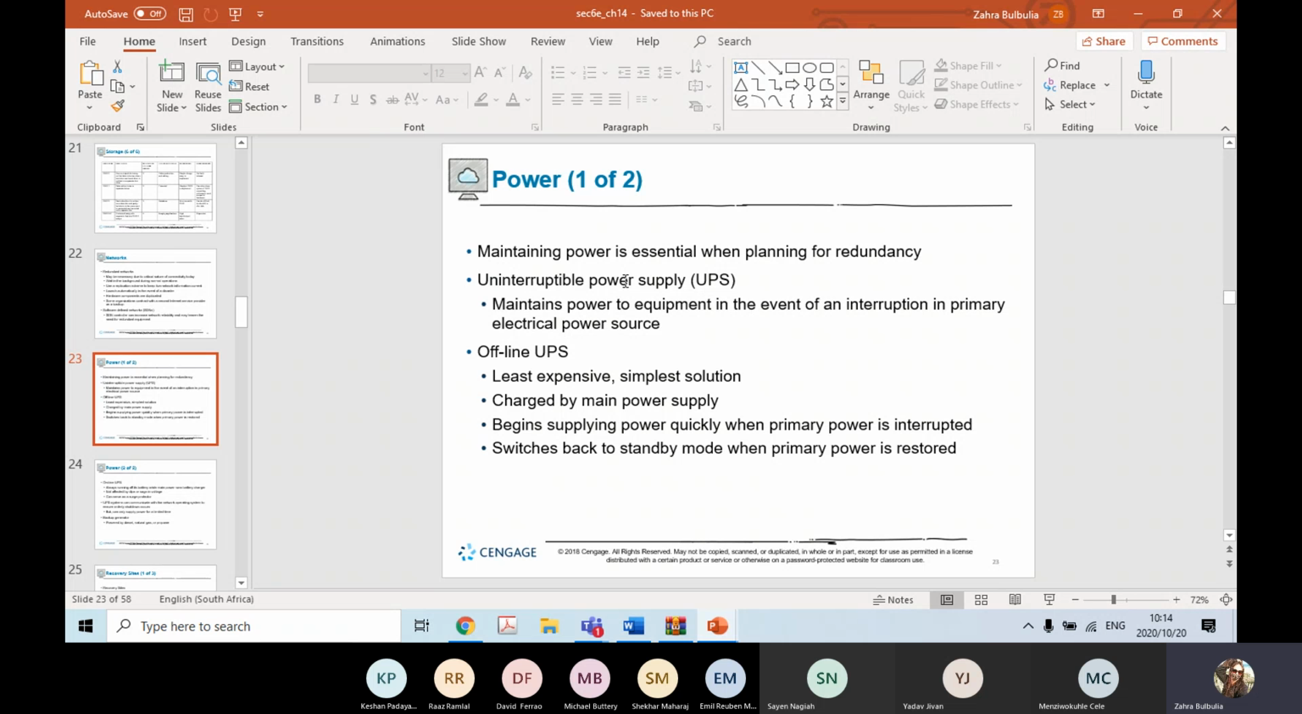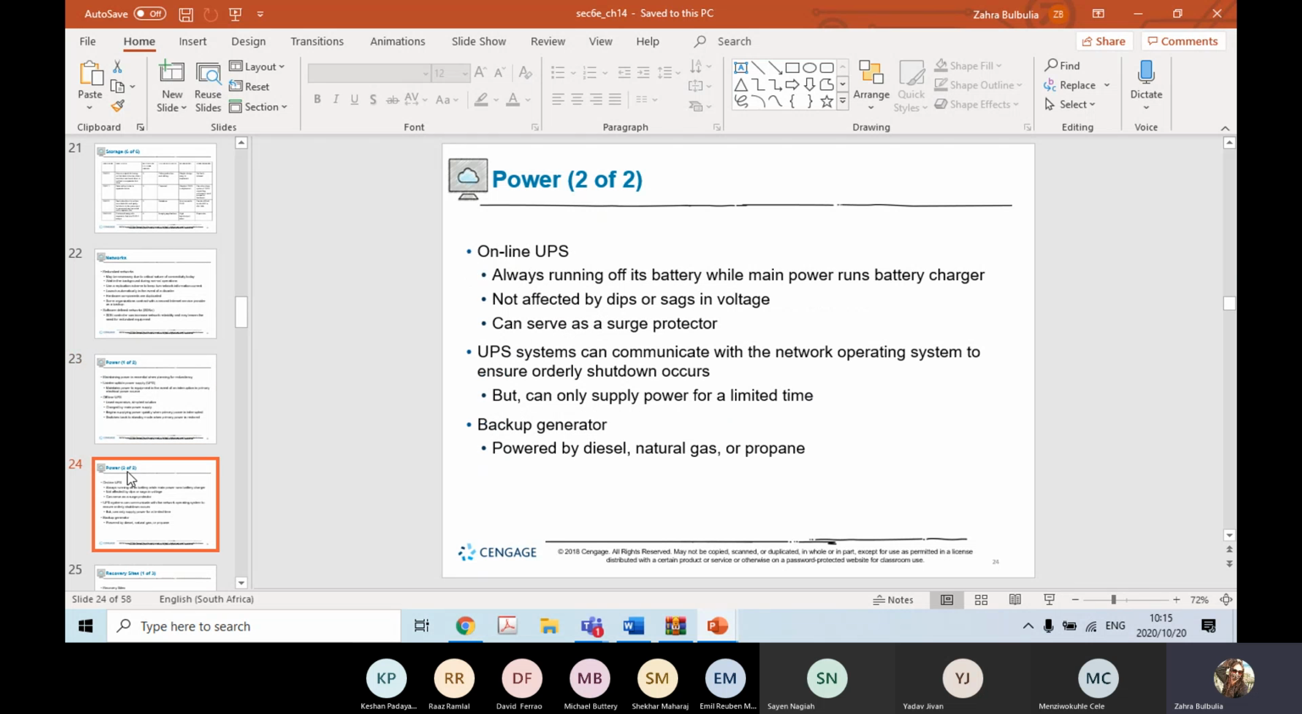Uninterruptible power supply maintains power to equipment in the event of an interruption in primary power. Offline UPS, less expensive, a simple solution, charged by the main power supply, begins supplying power quickly when primary power is interrupted, but also switches back to standby mode when power is restored. Online UPS, always running off a battery while the main power runs the battery charger. It's not affected by dips or sags in voltage, and it can serve as a surge protector.